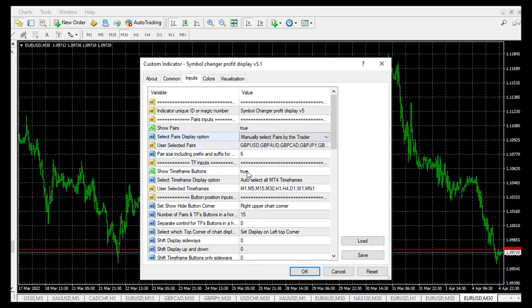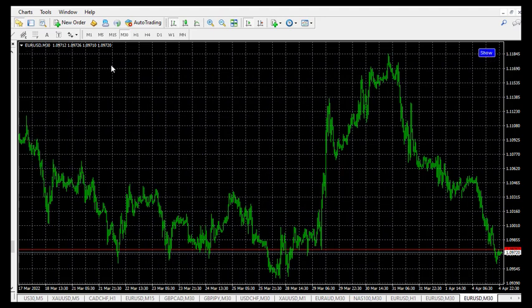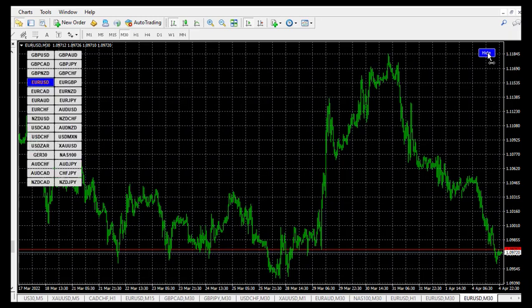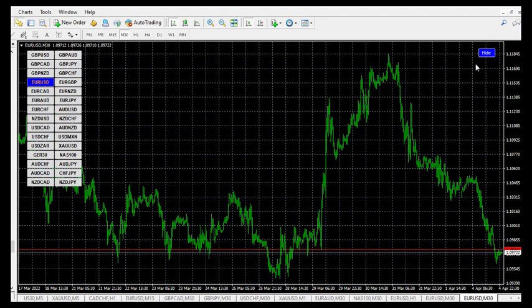Then change this to mana. Change this to false. Then change this to true on the right upper chart corner. Say okay, it's okay. Then just click OK once you are done. Click OK. Yes, we have it, and you can actually hide these pairs in case you don't want them to show. If you want to analyze the market and it's covering part of your chart, you can just hide it and turn it on again.